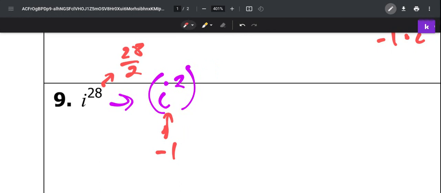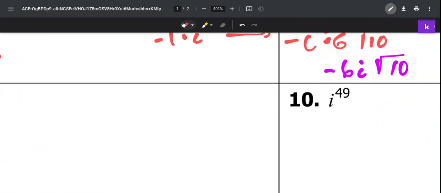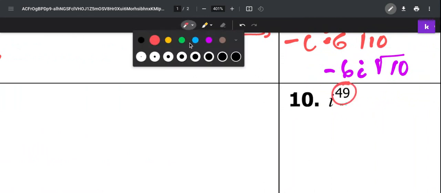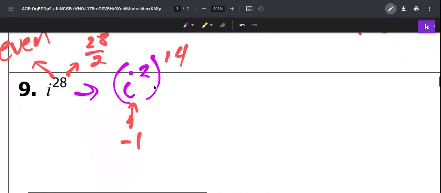All right. Now, you can always do that with even numbers. Notice that 28 is even. Now, you'll see on number 10, 49, obviously, is not even. So we'll look at how to do that. There's an easy way to do it, but it just takes practice. All right, so let's get back here.